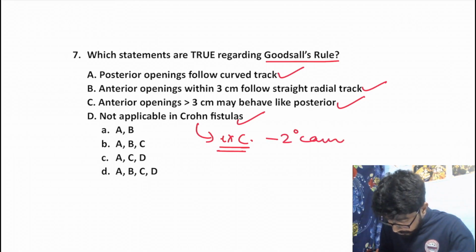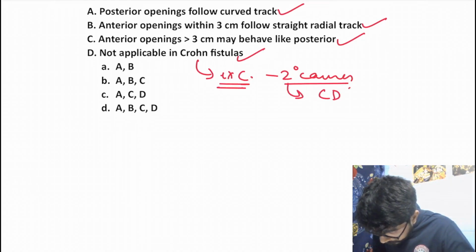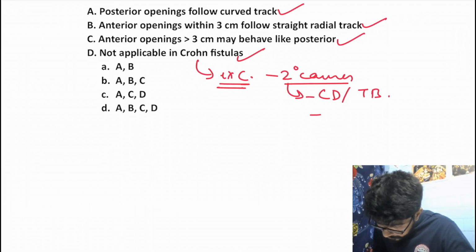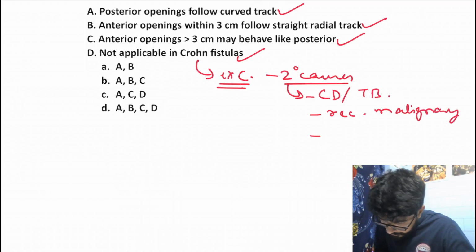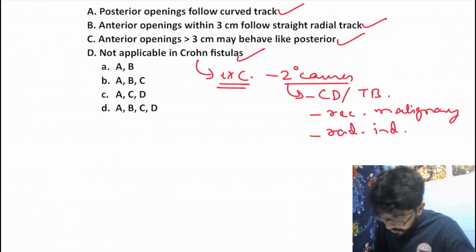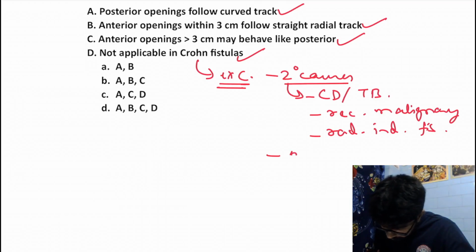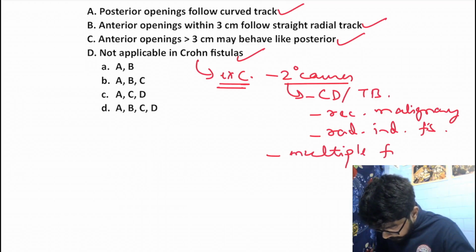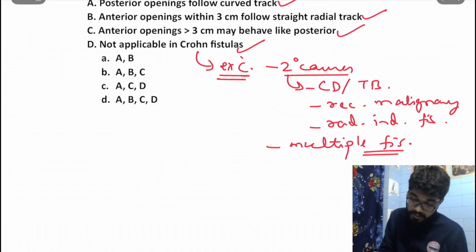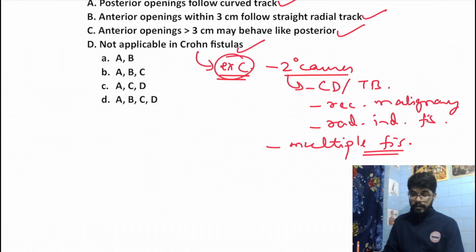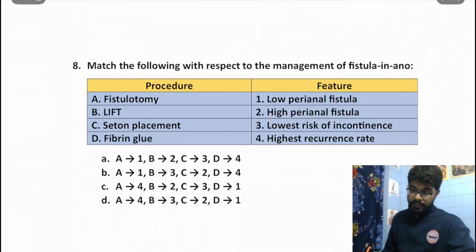Number 1 are secondary causes. What are the secondary causes? They can be Crohn's disease, tuberculosis, rectal malignancy, or radiation-induced fistulas. Besides that, when a patient has multiple fistulas, they also do not follow Goodsall's rule. These are the exceptions to Goodsall's rule. So over here the answer would be D. Again an INICET question. Moving on to the next question.